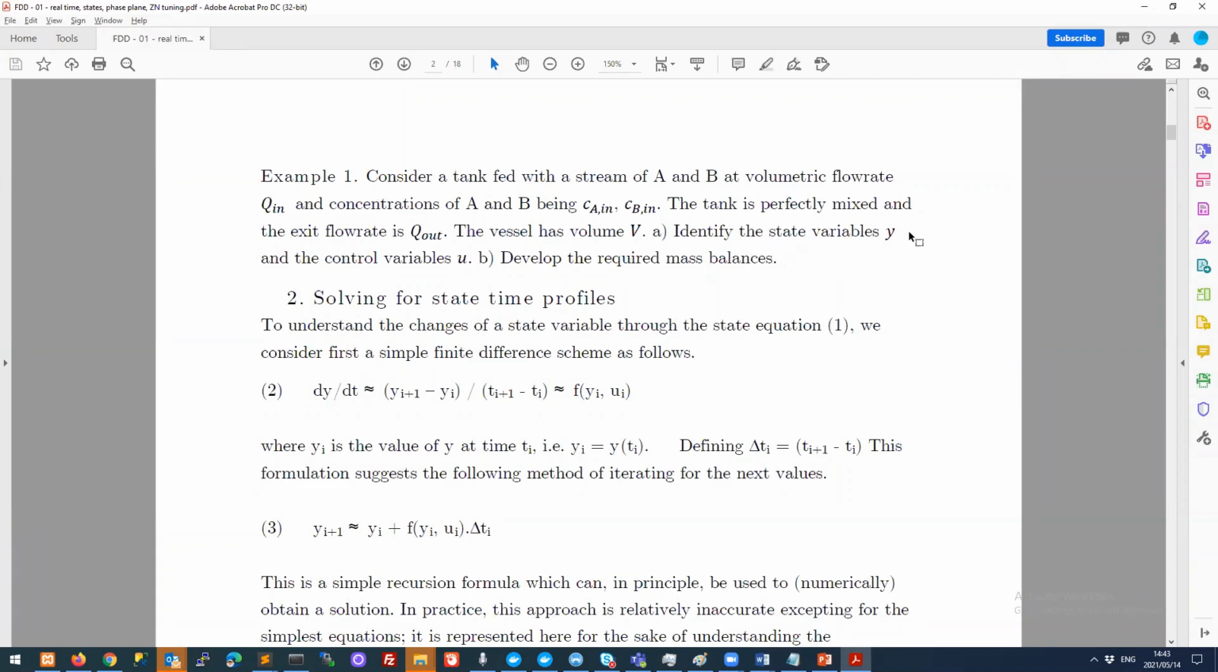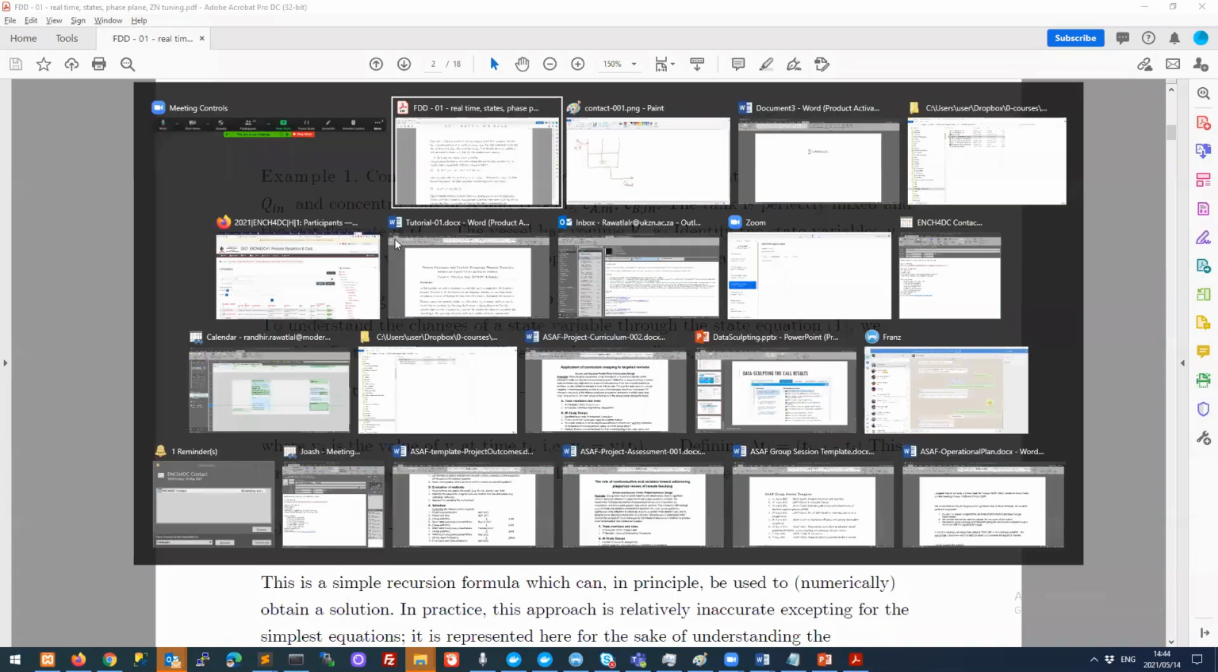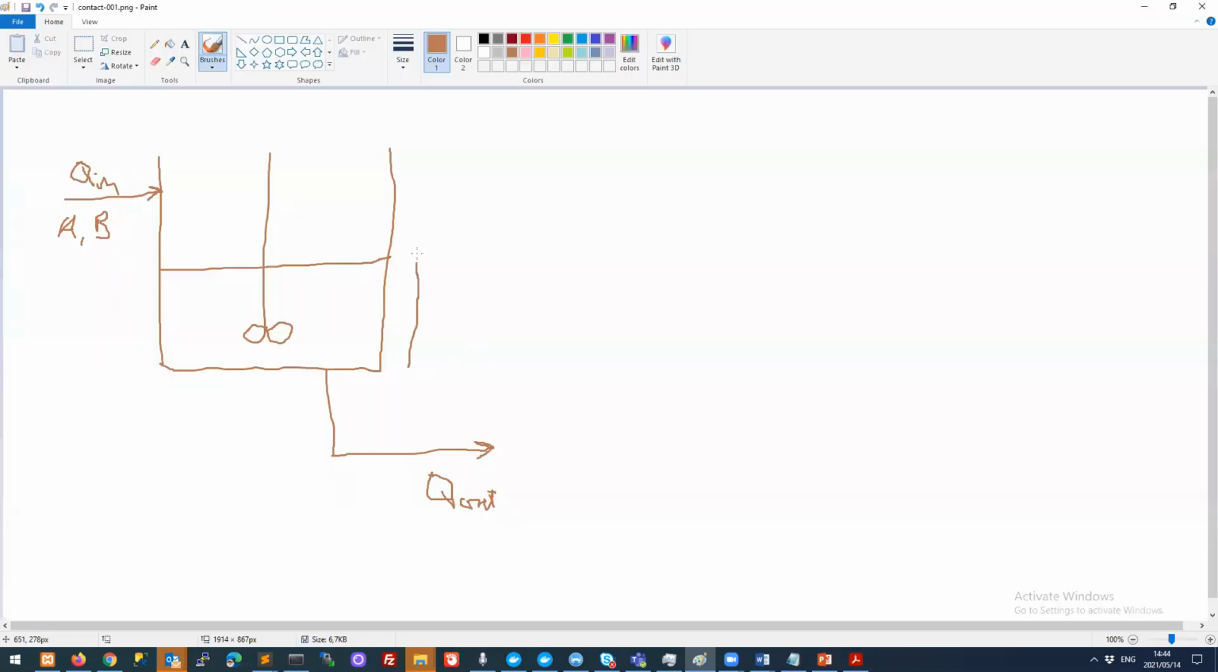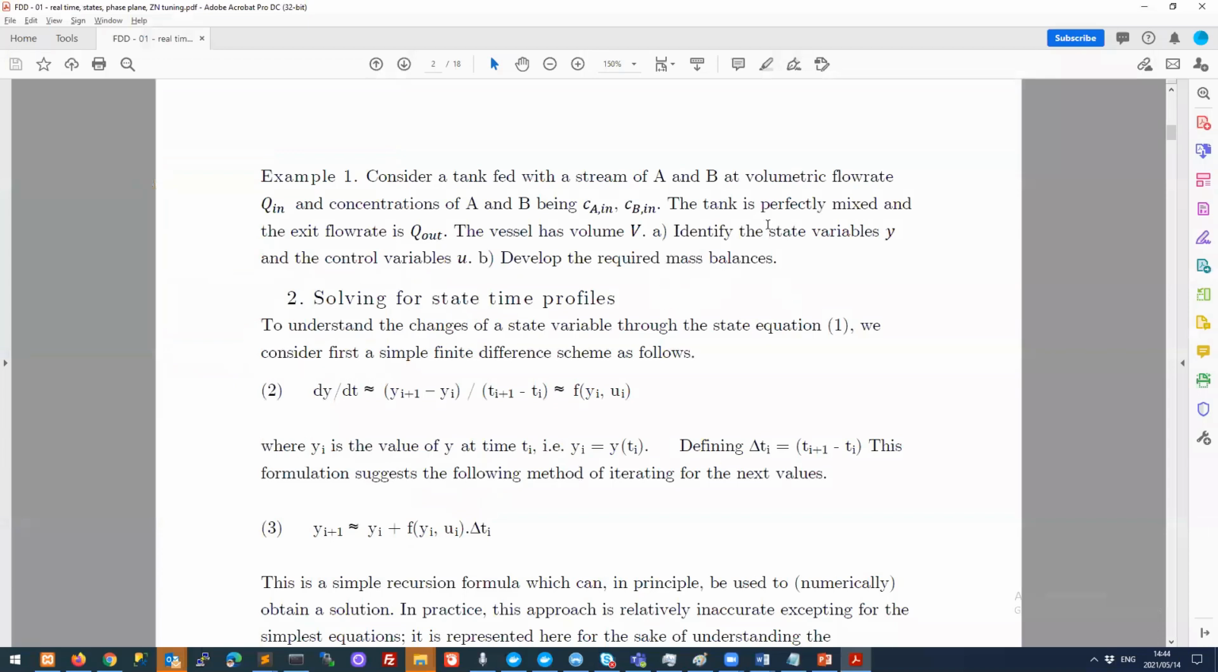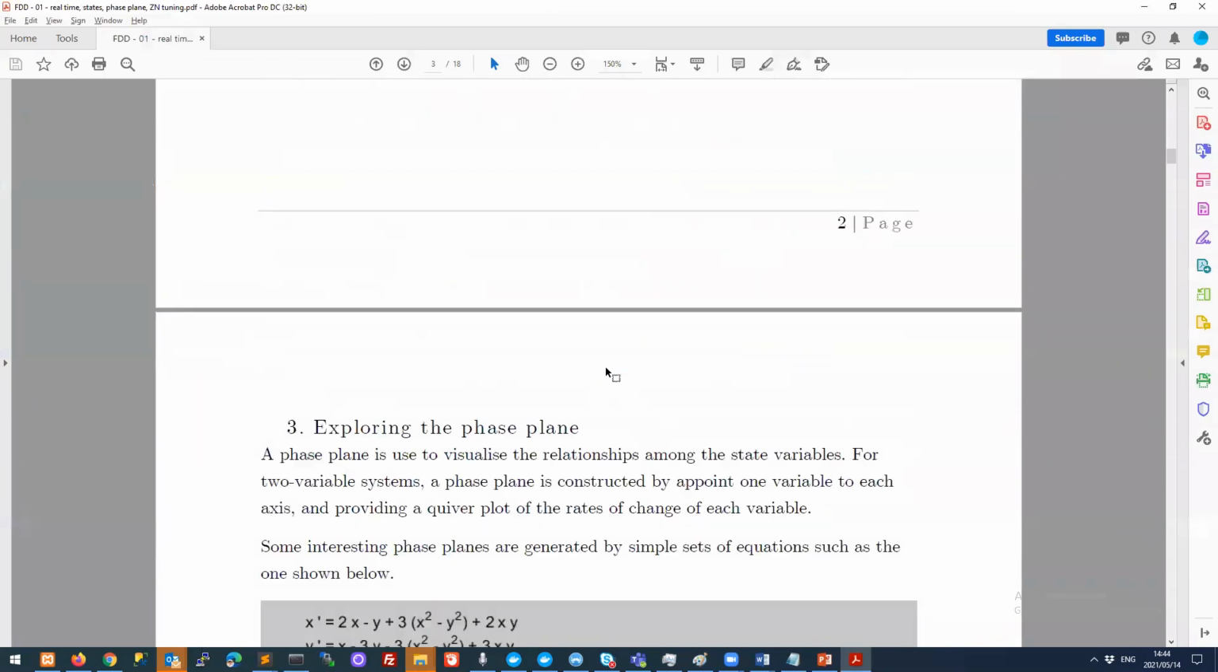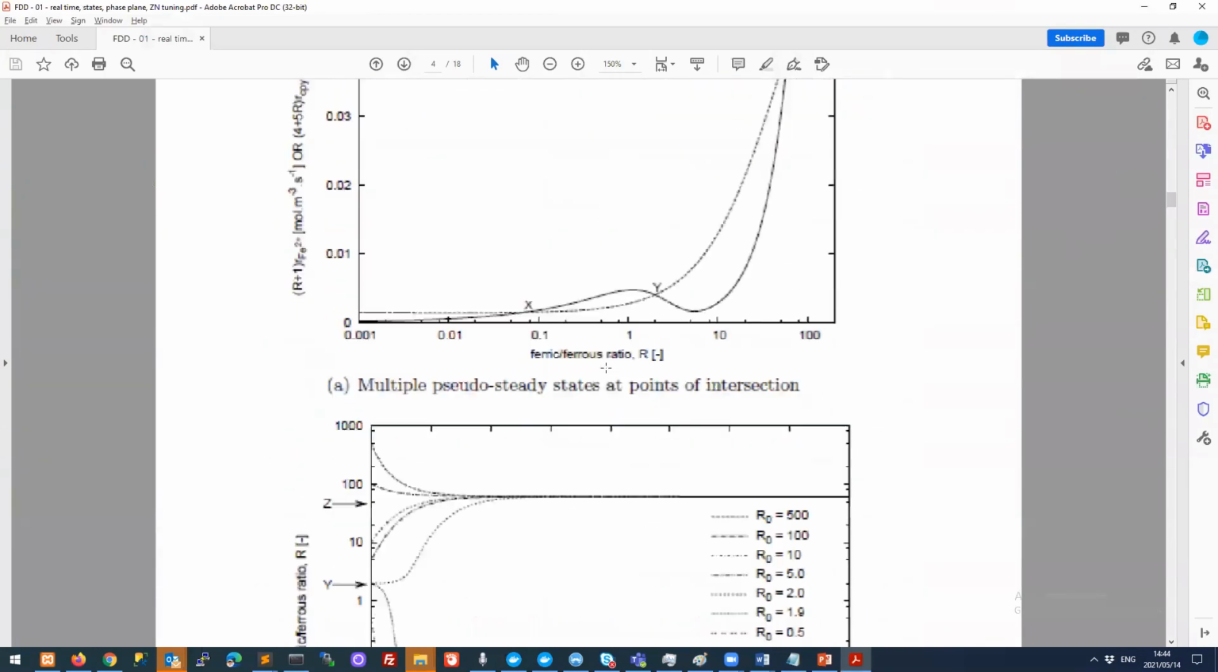Okay, so you can identify state variables. A state variable might be the level in the tank, H, or it might be something else like the concentration of the species, Ca and Cb, and so on. You can think of other state variables. So you can develop the mass balances and so on. You are looking at example 3.